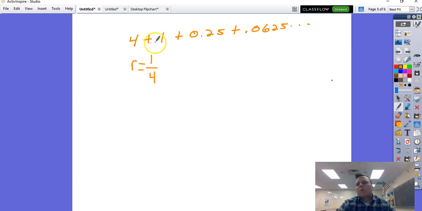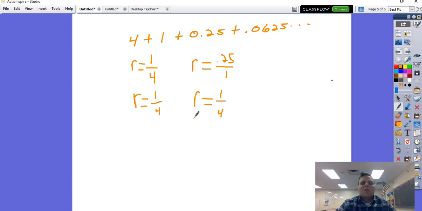But what if you're not sure? What if you think, well, this might not be geometric? In other words, are you sure that you're dividing by 4 each time? Well, you can check that by doing second term over first term, and then doing third term over second term. Well, r is equal to 1 divided by 4, which is just 1/4, and 0.25 divided by 1 is just 0.25, which is the same thing as 1/4. So bam, we know that our r for sure is 1/4.